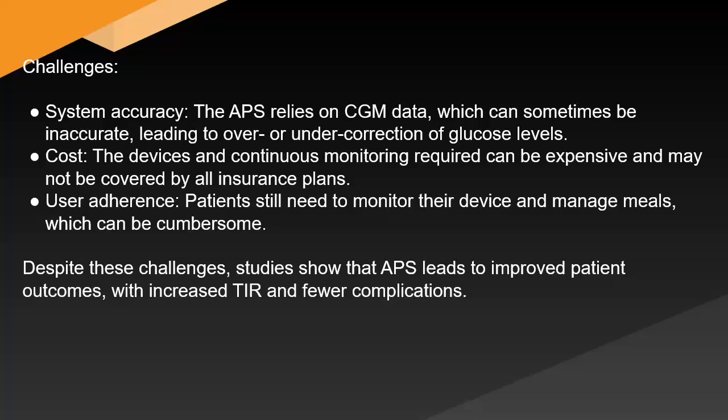glucose levels. Cost: the devices and continuous monitoring required can be expensive and may not be covered by all insurance plans. User adherence: patients still need to monitor their device and manage meals, which can be cumbersome. Despite these challenges, studies show that APS leads to improved patient outcomes with increased TIR and fewer complications.